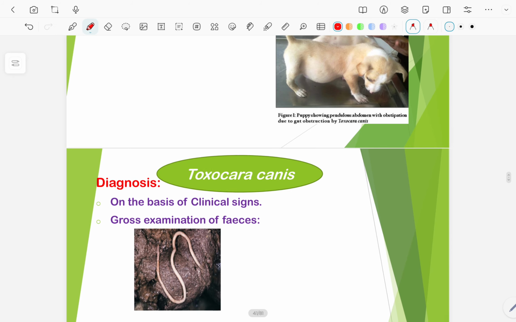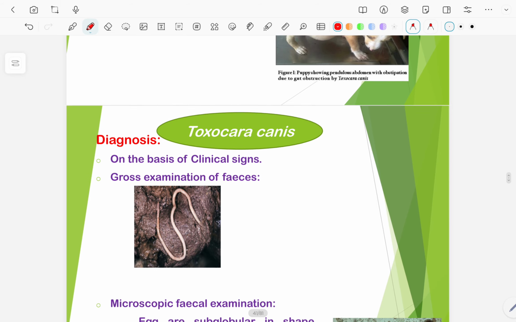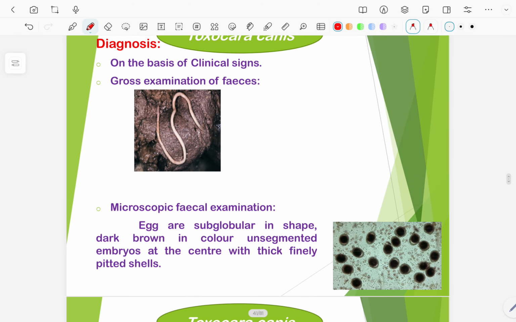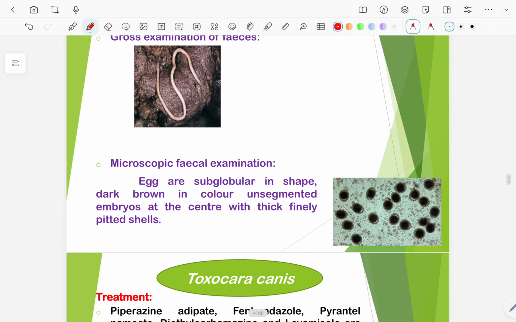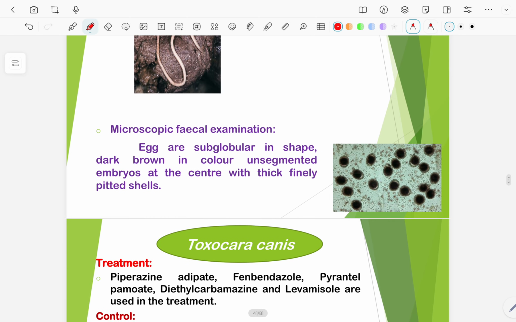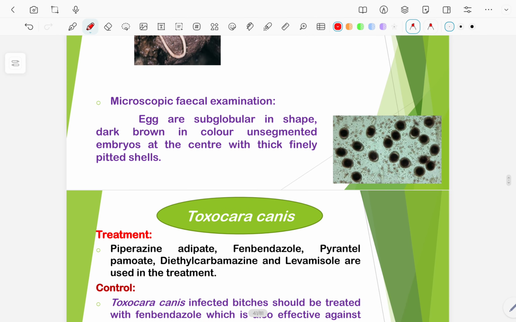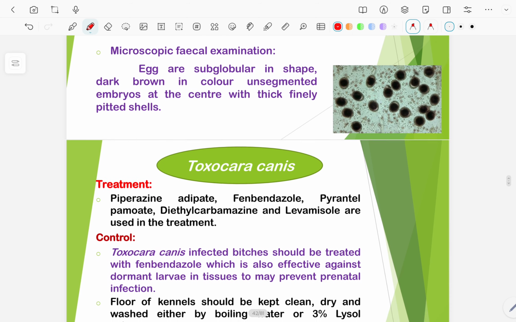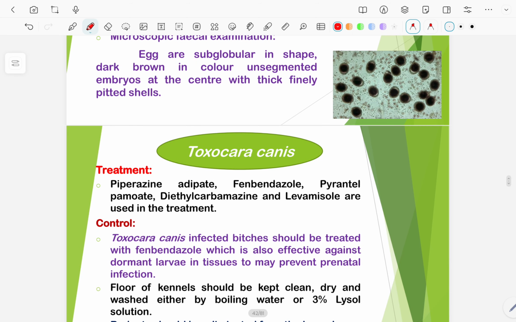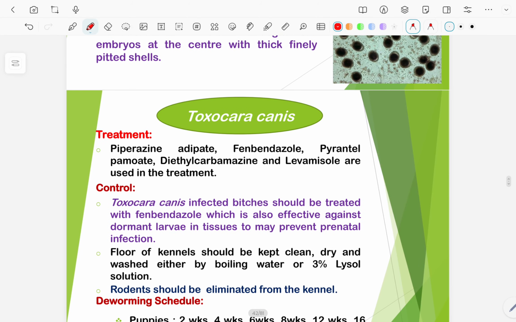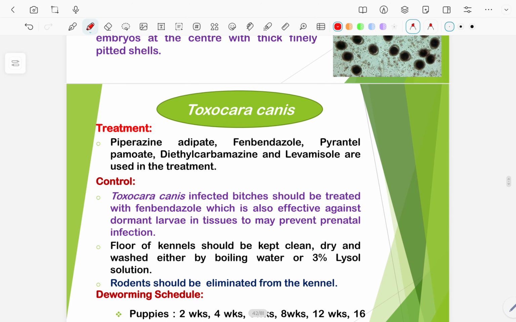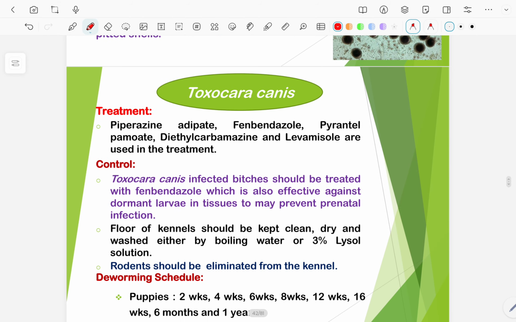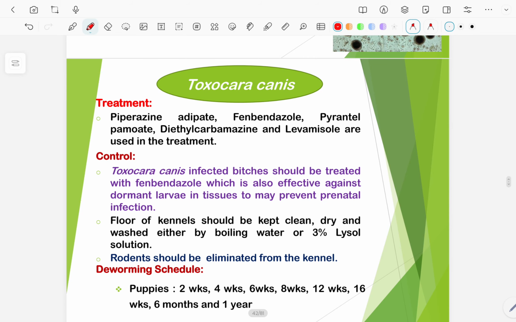Toxocara canis diagnosis is on the basis of clinical signs, gross examination of feces, and microscopic fecal examination. Eggs are subglobular in shape, dark brown in color, with an unsegmented embryo at the center and a thick, finely pitted shell. Toxocara canis treatment: piperazine adipate, febendazole, pyrantel pamoate, diethylcarbamazine, and levamisole are used in the treatment.